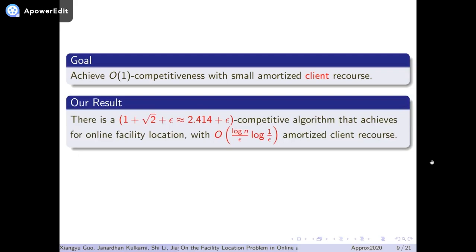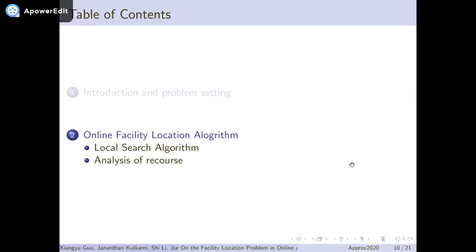Our result shows that we can have a 1 plus square root of 2 plus small epsilon competitive algorithm with big O log n over epsilon amortized client recourse. Here we only show a competitive ratio of 3 algorithm instead, which can be easily extended to the better approximation ratio. In the following, I will first describe the algorithm and then do an analysis of recourse.